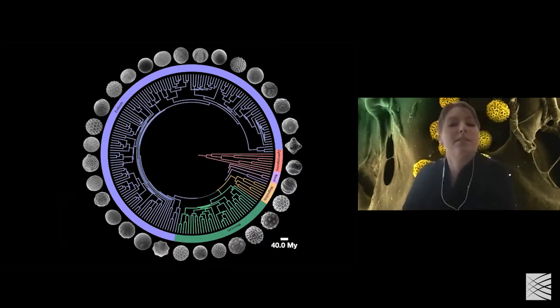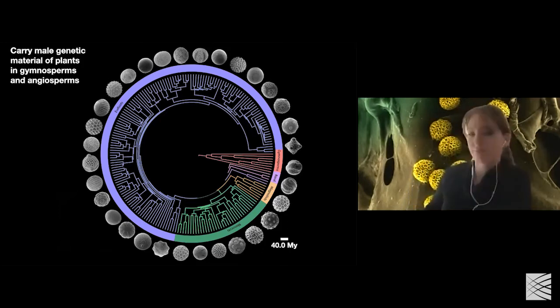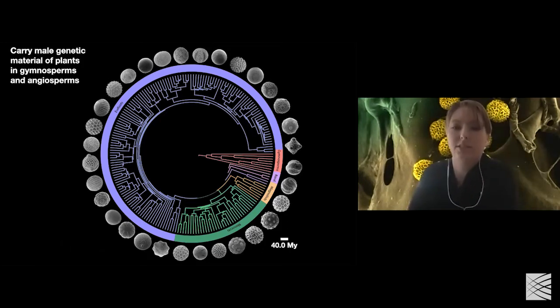All right, so pollen specifically, as I said, is very diverse in its patterning on the surface. What I have pictured here is an evolutionary tree, and it represents all of the different species that produce pollen. In the periphery are just a couple of examples of the types of patterns you can see. I haven't mentioned until now, but pollen actually happens to be the male gametophyte of plants. So it carries the male genetic material in gymnosperms and angiosperms. Those are just the two types of groups of plants that produce pollen.